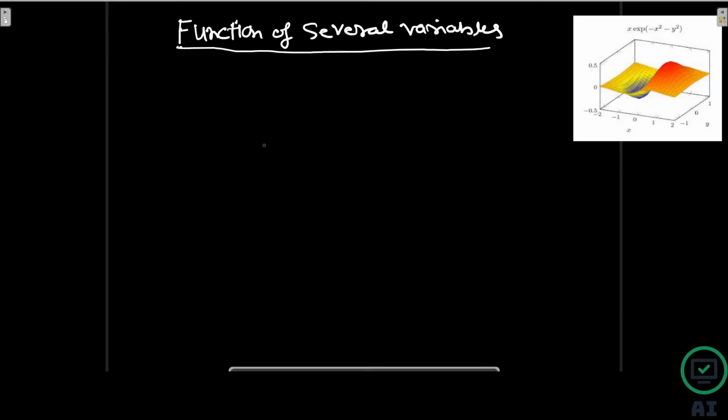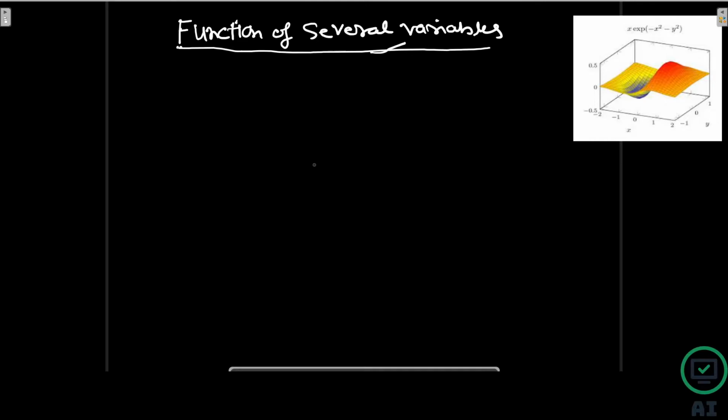In this video, we will understand maxima and minima of functions of several variables. We will understand what is local maxima, local minima, and what is global maxima, global minima of a function of several variables. Before getting into it, let us understand what is the first derivative of a function of several variables, and what is the second derivative of a function of several variables?